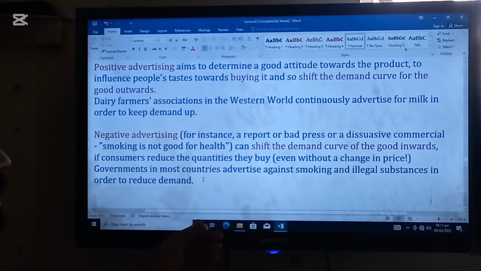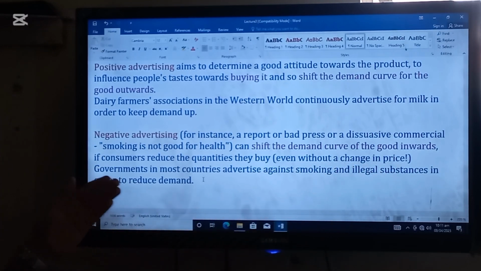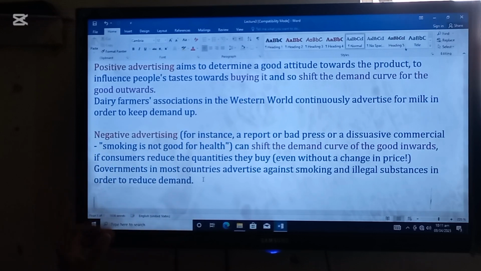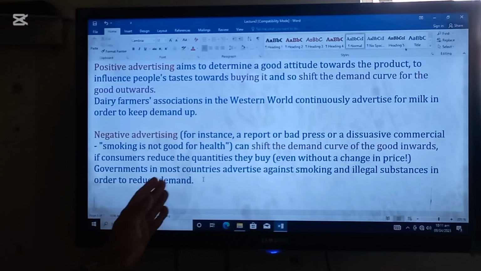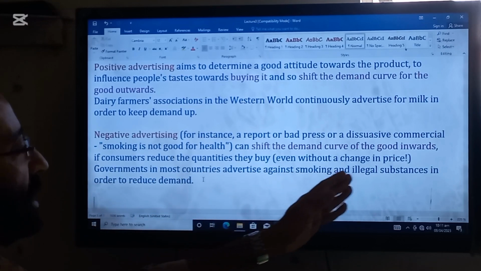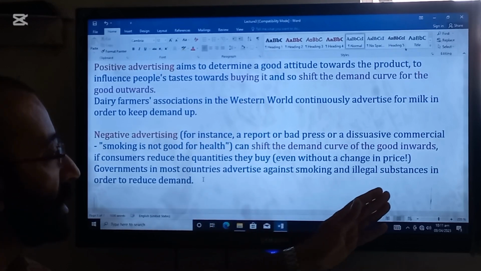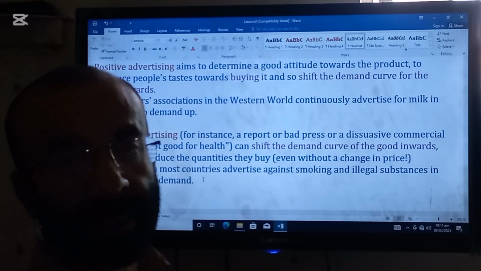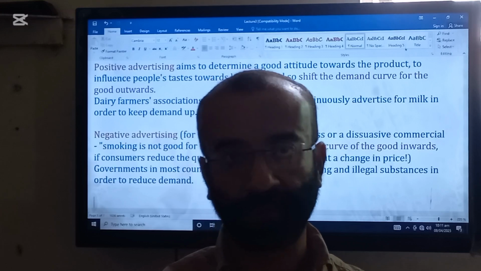And now we are going to read negative advertising. For example, a report or bad press or a dissuasive commercial, smoking is not good for health. So smoking is not good for health. This is negative advertising for cigarettes. It can shift the demand curve of the good inward, if consumers reduce the quantities they buy, even without a change in the price. Governments in most countries advertise against smoking and illegal substances in order to reduce demand. So this is the effect of advertising on demand.